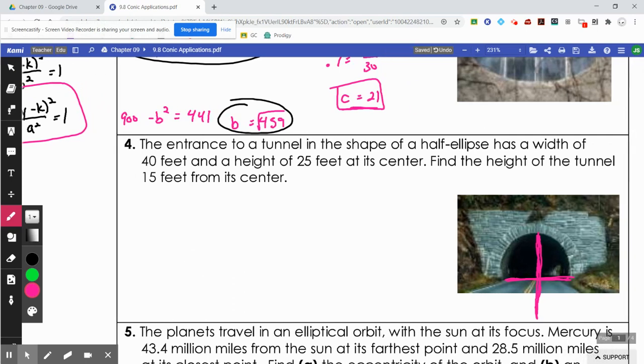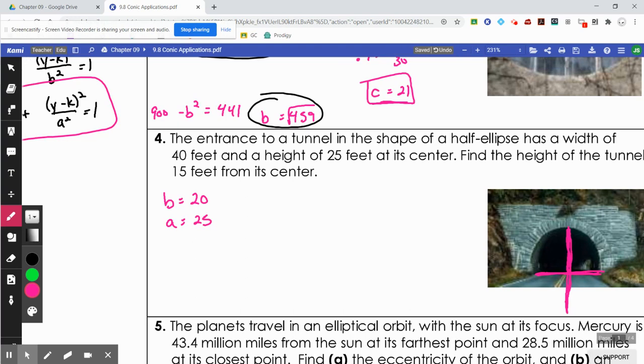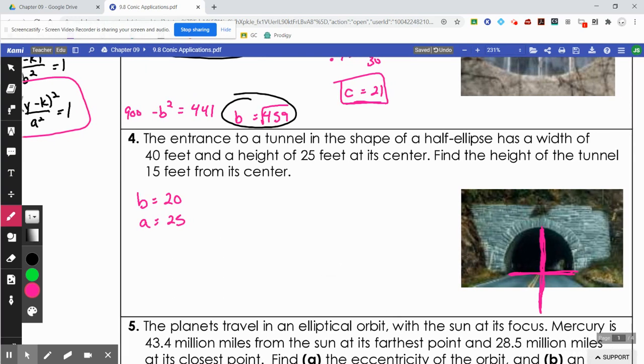So we have a width here. Since that's the b value, because it's not as wide as it is tall, the width was 40, so that's a b value of 20. The a value would be the distance from the center to the top. That's going to be the height of that tunnel, which is 25. So there's your b and a values. And I believe that's all we need. Find the height of the tunnel 15 feet from its center.